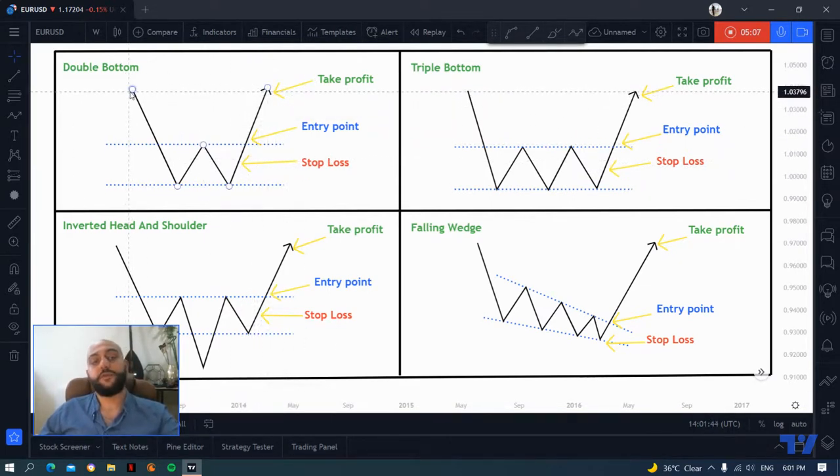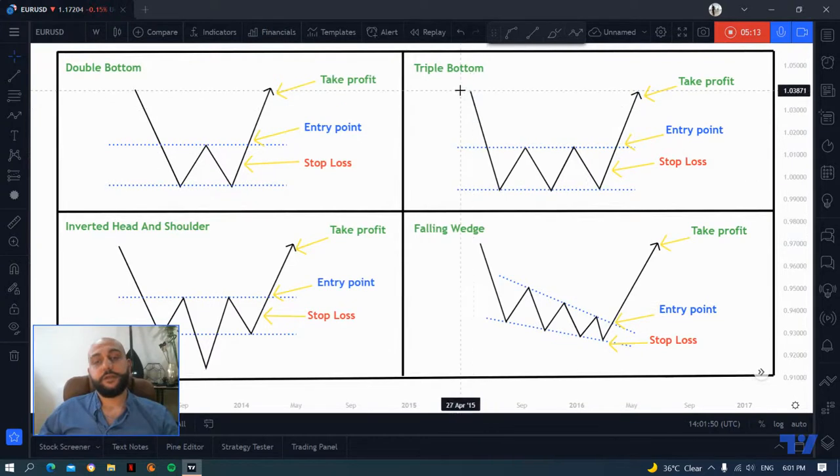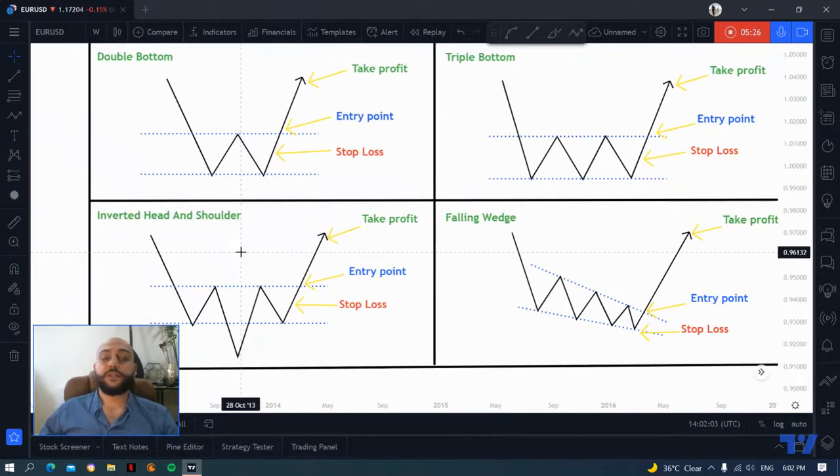If you notice, if you connect the line, the tops should be at the same place. So in triple tops and triple bottoms, it's the same thing. No differences at all. Trend going down. We have one, two, three bottoms. Entry point, take profit, stop loss. So inverted head and shoulders, just like the head and shoulders, and just like the triple bottom.